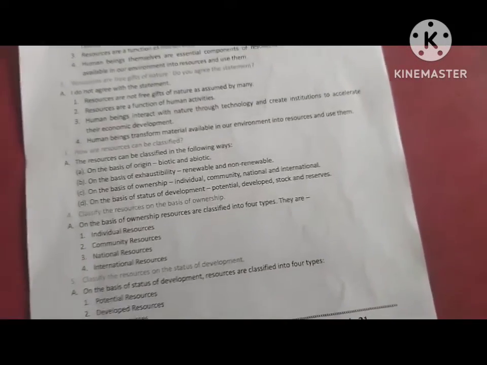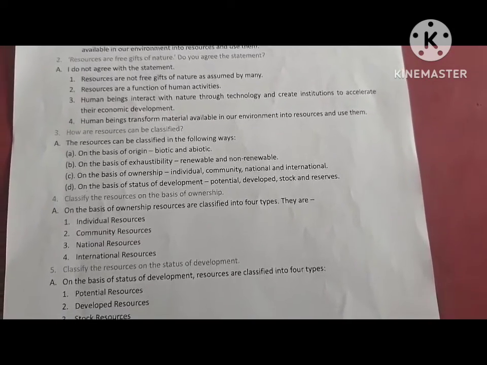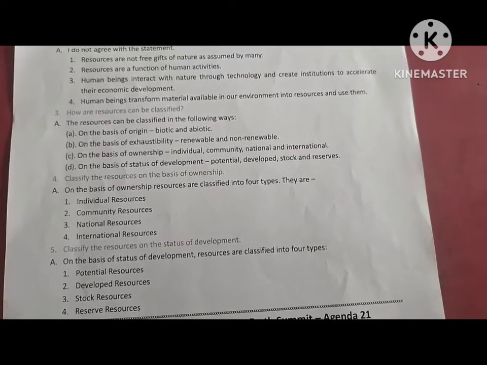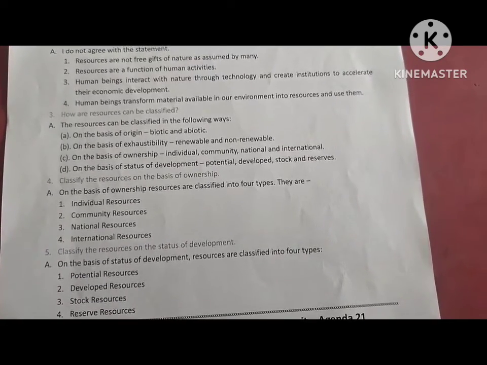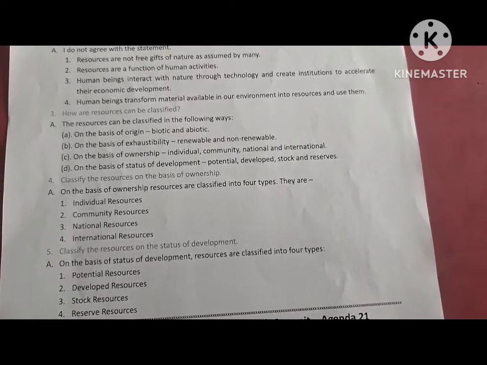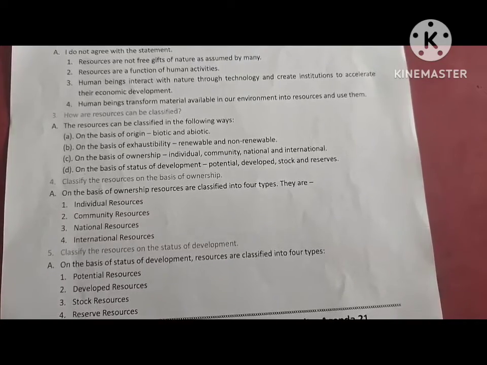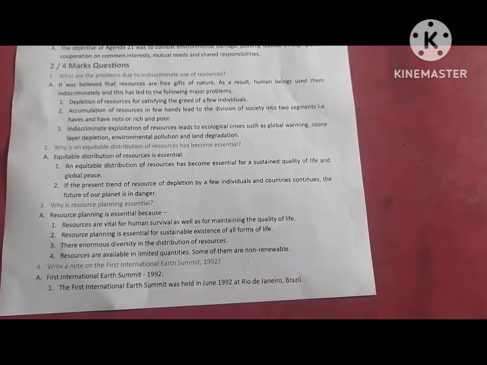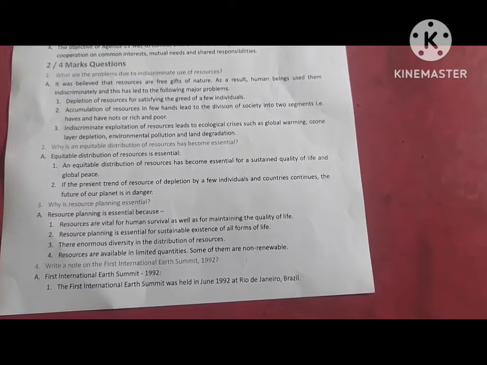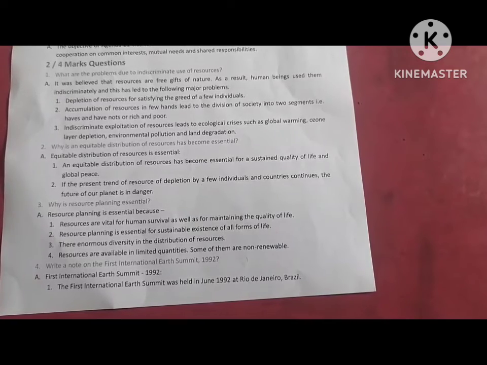Next question, what are the problems due to indiscriminate use of resources? Answer. It was believed that resources are free gifts of nature. As a result, human beings used them indiscriminately, and this has led to the following major problems. First point, depletion of resources for satisfying the greed of a few individuals. Second, accumulation of resources in few hands led to the division of society into 2 segments, that is, haves and have-nots, or rich and poor. Third, indiscriminate exploitation of resources leads to ecological crises such as global warming, ozone layer depletion, environmental pollution and land degradation.